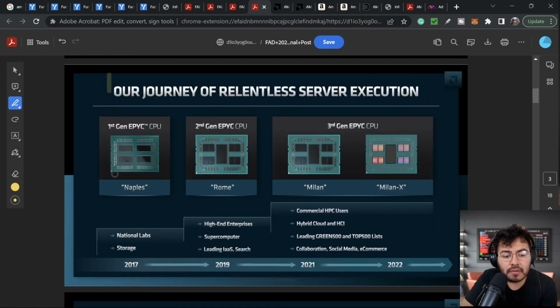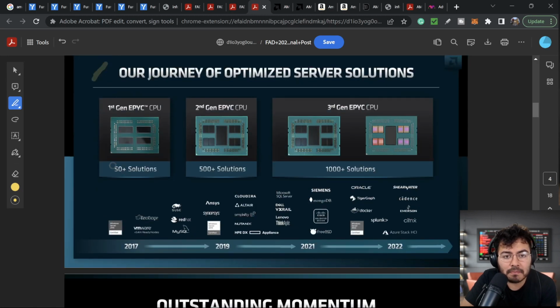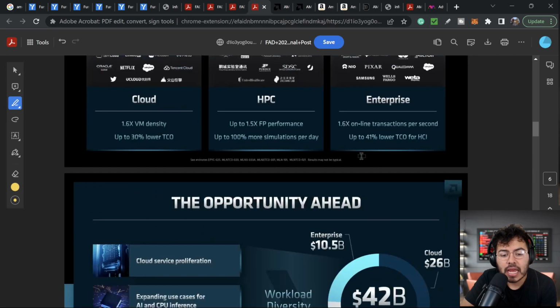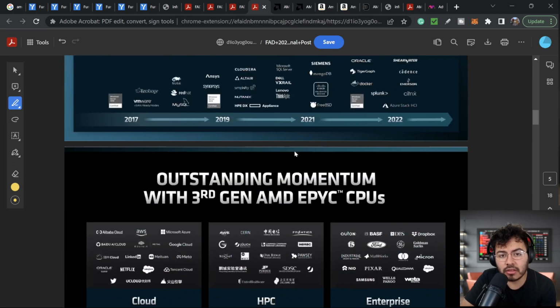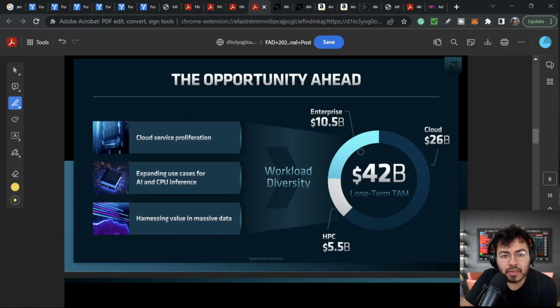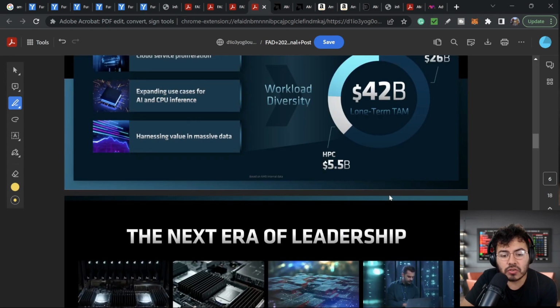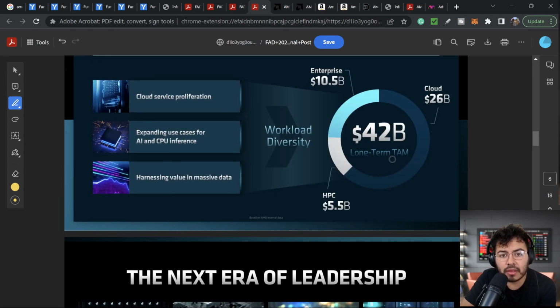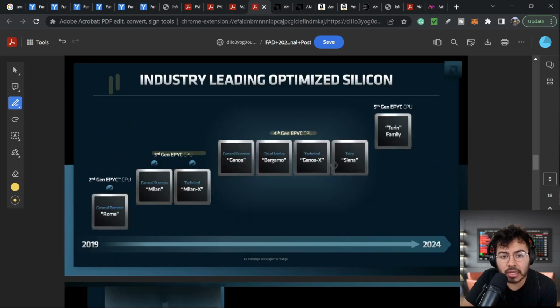We can see when this company first came out with Naples, the company barely had any solutions, only 50 plus solutions. Second generation, the market started to appreciate AMD. They had over 500 solutions. The third generation came out, Milan, they had over 1,000 solutions. And now they are in the fourth generation. I do believe they're going to continue this momentum. Like I mentioned, the opportunity for the data center in CPU alone is super huge, roughly 42 billion just on the CPU market alone.